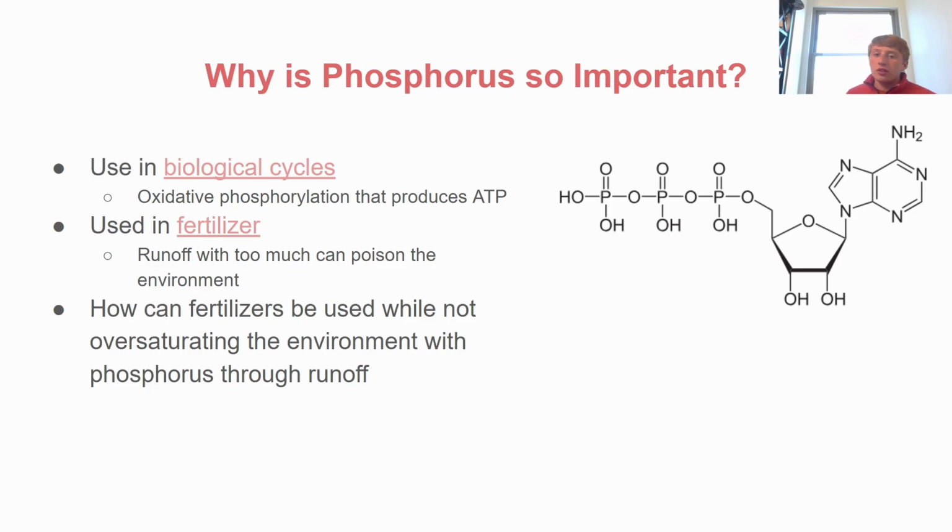But an issue with this is that too much phosphorus can poison the ground and make plants not grow, or even cause algae blooms, which, if it runs off into a river, for example, can be devastating to an environment. So one of the pressing questions of environmental science, and also governments and farmers around the world, is how can we use these fertilizers with phosphorus in them without overusing them and poisoning the environment with runoff.